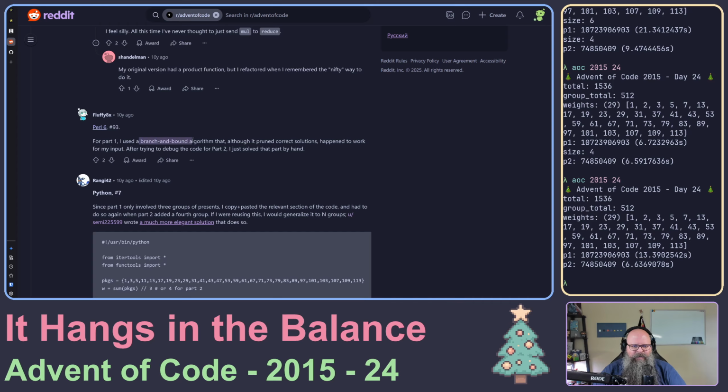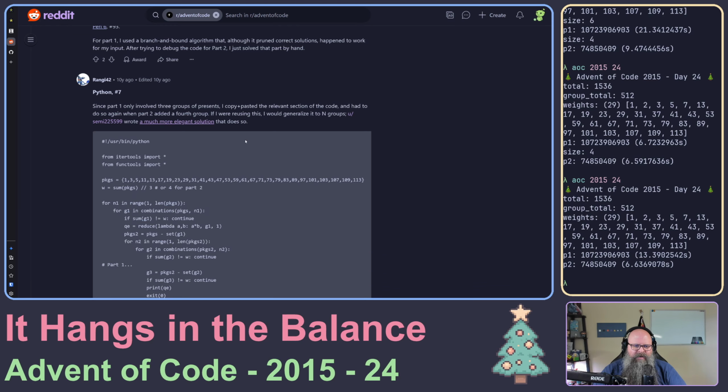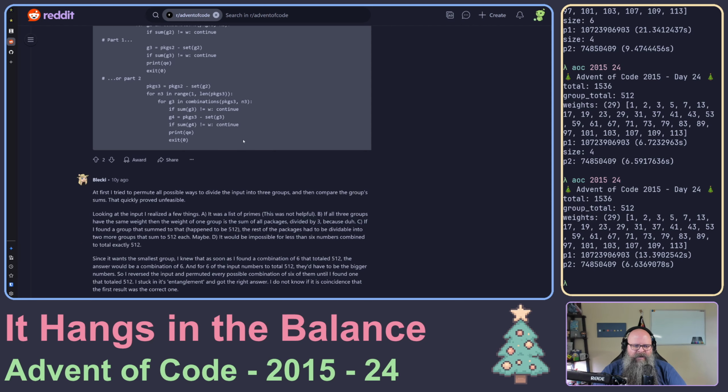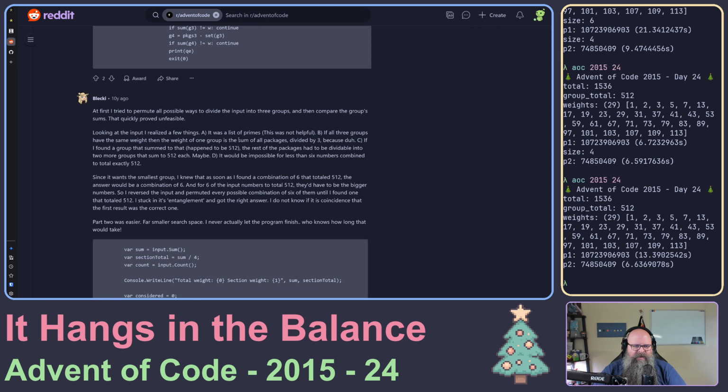Branch and bound could be faster. Ooh, although it pruned correct solutions. That's a good point. It could prune them, so I'll have to look into branch and bound more. That might be a faster way to solve it. Yeah, this would not work, right? Trying to do them all.